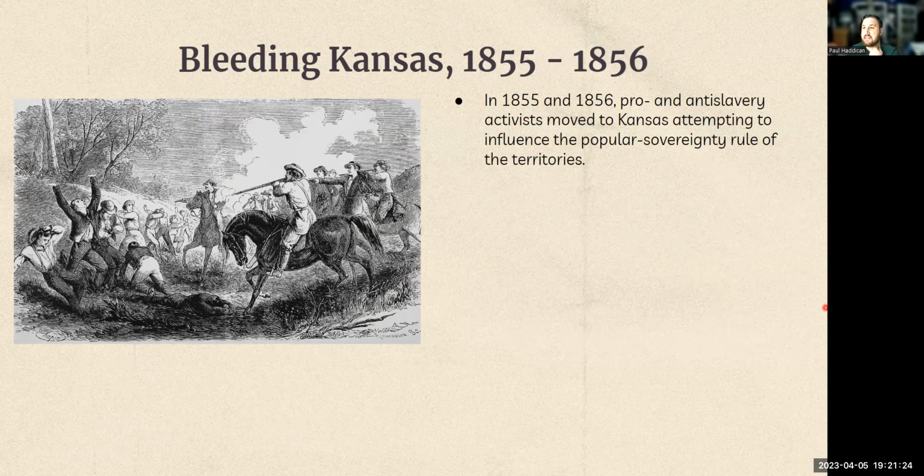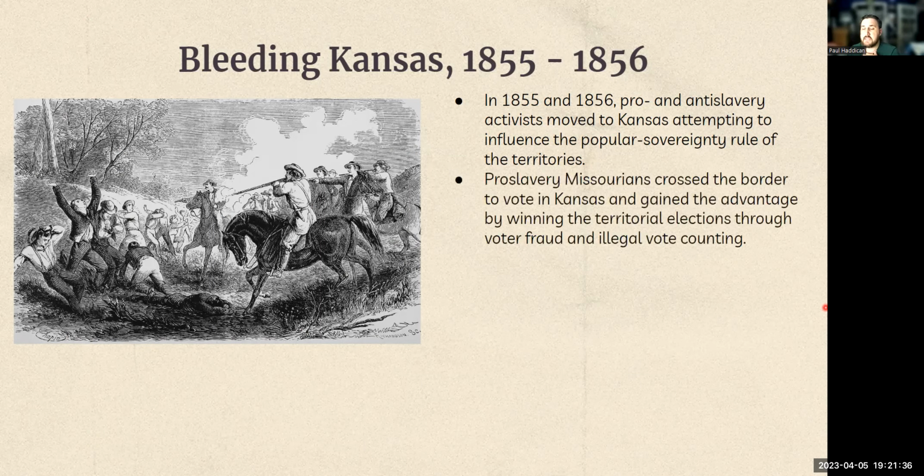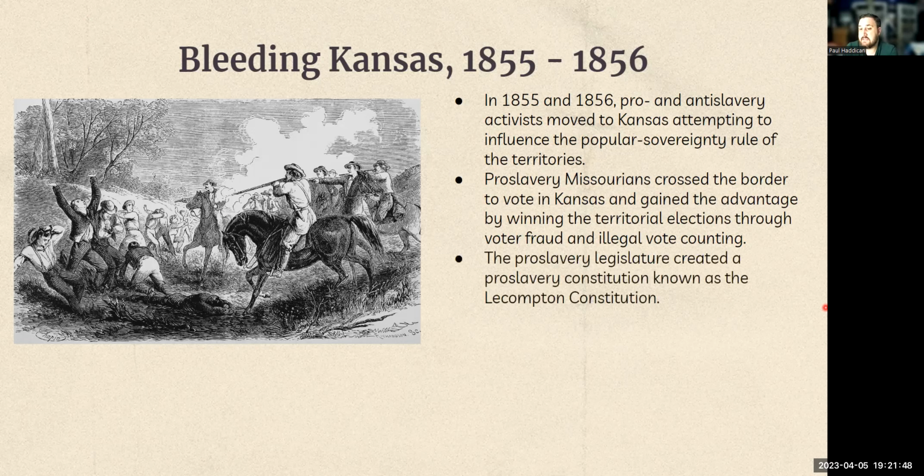They're just going to start heading there, setting up, living there, so that eventually they can vote one way or the other for whether it'll be a slave state or not. Pro-slavery people from Missouri are going to cross the border to vote in Kansas, and they will gain an advantage. And so what happens is they'll use fraud and illegal vote counting to make Kansas a slave state.